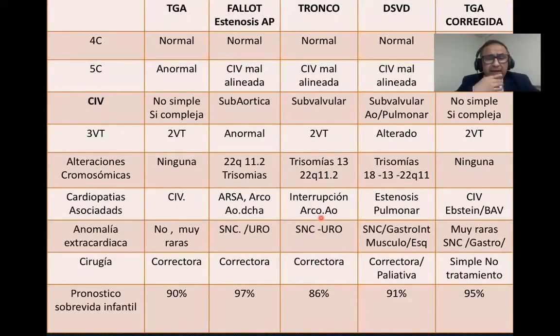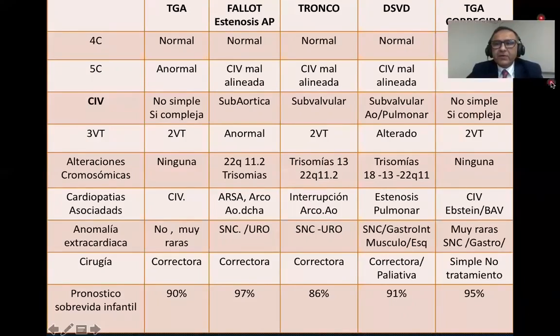To conclude these talks about heart diseases, here we have a table that summarizes everything I have discussed about the 5 conotruncal heart diseases. We should say that all conotruncal heart defects, except corrected transposition of the great arteries, have a normal 4-chamber view, and corrected transposition of the great arteries has an abnormal 4-chamber view. That is the guiding point in the corrected transposition of the great arteries.